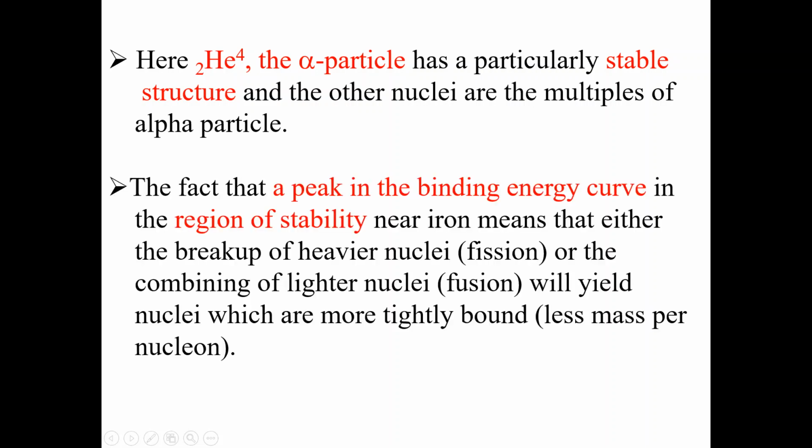The fact that there is a peak in the binding energy curve in the region of stability near iron means that either the breakup of heavier nuclei, which we call fission, or the combination of lighter nuclei, which we call fusion, yields nuclei which are more tightly bound, that is, with less mass per nucleus. So that should be remembered. It is the most interesting fact about this particular curve.